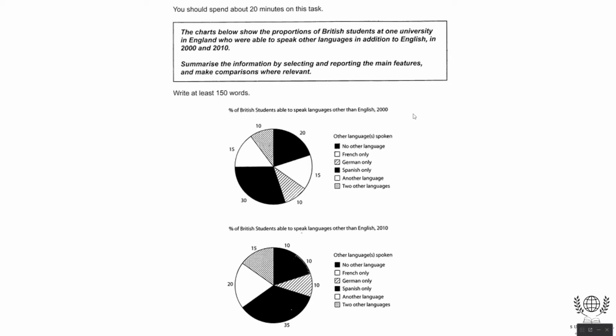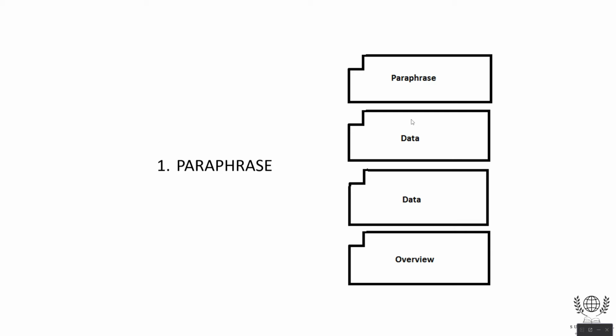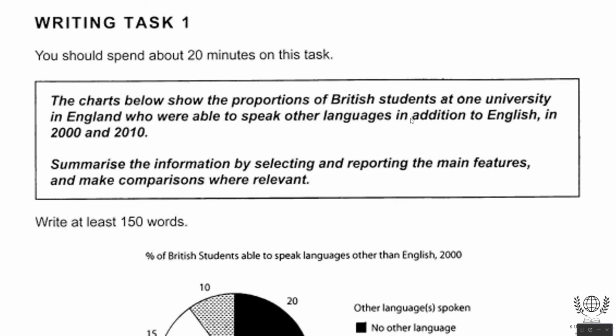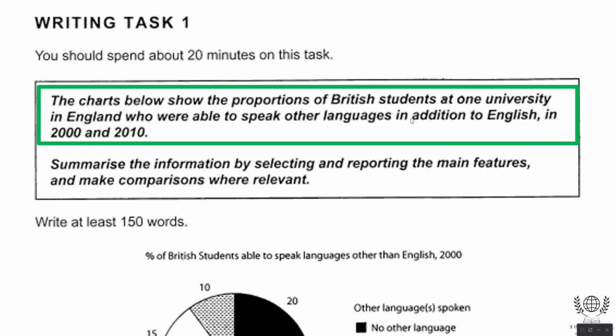So again, with this kind of question, we could be looking at these pie graphs and trying to analyze them from the get-go, but we're not going to do that. We're going to stick to our classic 4-step approach. We're going to start out with a paraphrase. So we're just going to focus on this one sentence in the introduction of Writing Task 1.